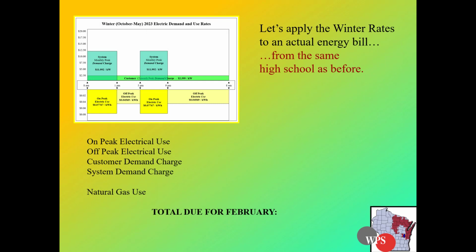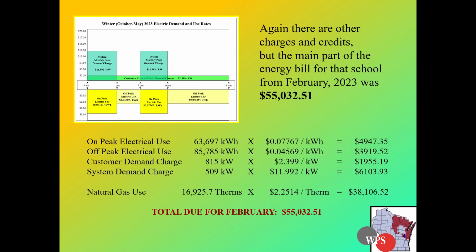Let's apply the winter rates to an actual energy bill from the same high school as before. Again, there are other charges and credits, but the main part of the energy bill for that school from February 2023 was $55,032.51.